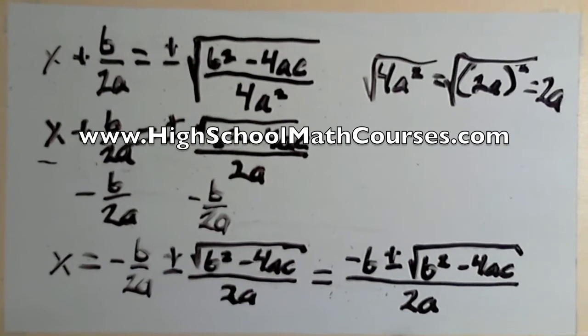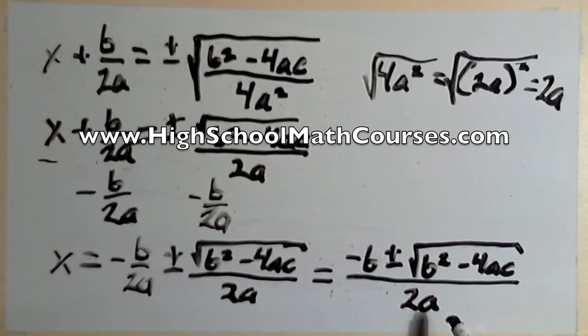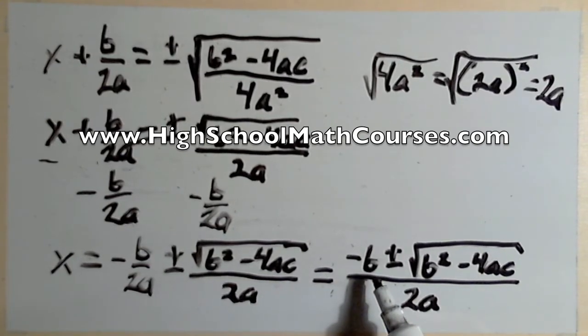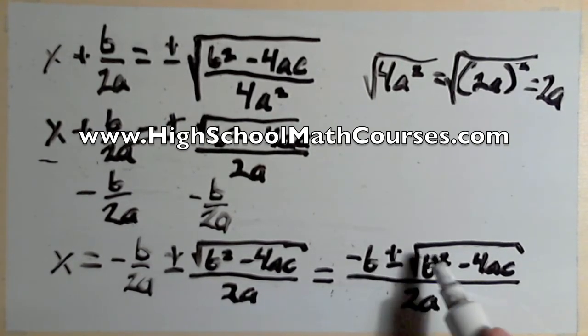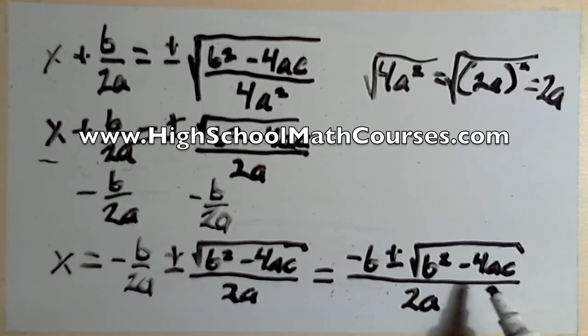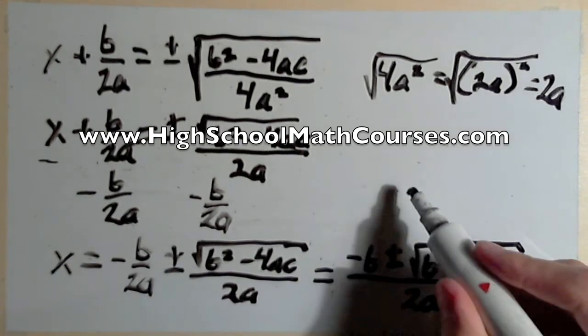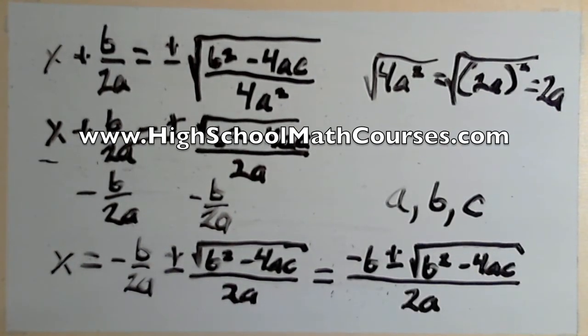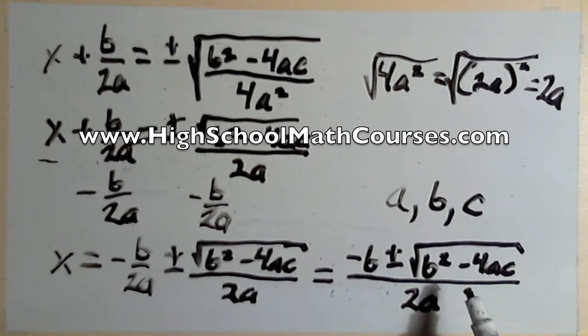This is our final and complete solution. x is equal to negative b plus or minus the square root of b squared minus 4ac over 2a. For any coefficients a, b, and c in our original equation, this will generate the two solutions that would solve the original equation.